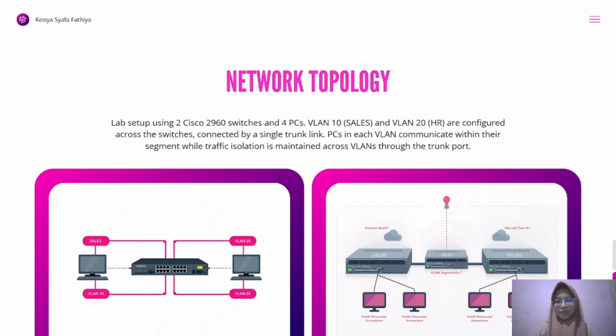As shown in this topology, I am using two Cisco 2960 switches and four PCs. PC0 and PC2 belong to VLAN 10. PC1 and PC3 belong to VLAN 20. The two switches are connected through a trunk link that allows VLAN traffic to travel between them. This topology demonstrates how VLAN trunking works in a simple network environment.